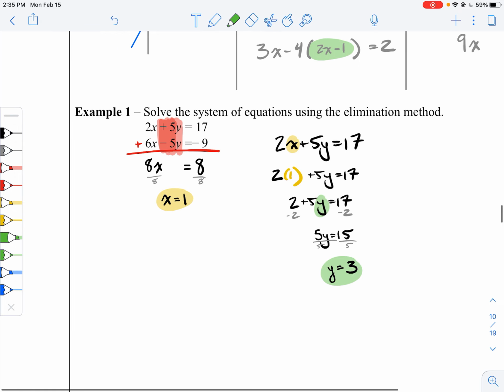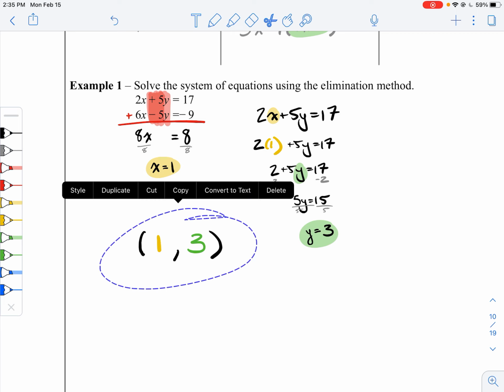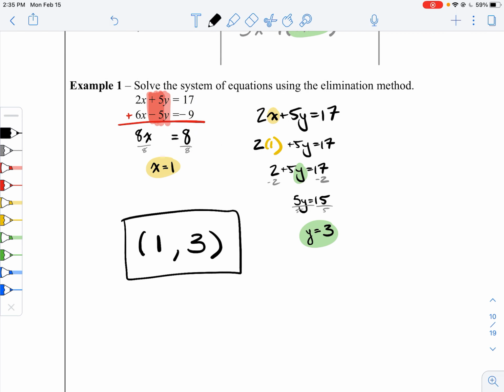Now that we know what x is and what y is, we will put our final solution into our ordered pair. Again, your x goes first, your y comes second. So our solution is (1, 3). Nailed it. There you go. And of course, you want to plug your work back into your equations to see if it works. I already did. It's correct.